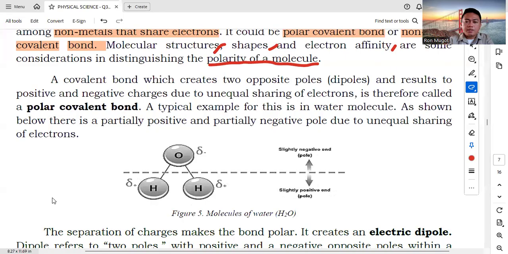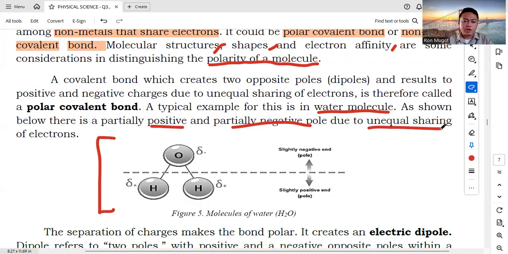Typically, an example of this is the water molecule. Water molecule is also considered a polar covalent bond. As shown below in this illustration, it has a partially positive and a partially negative pole due to the unequal sharing of electrons. Okay.